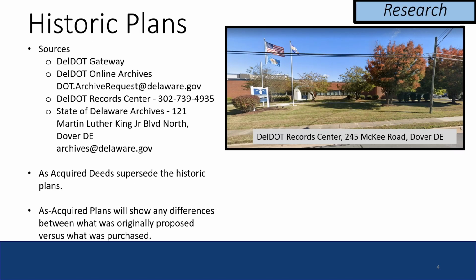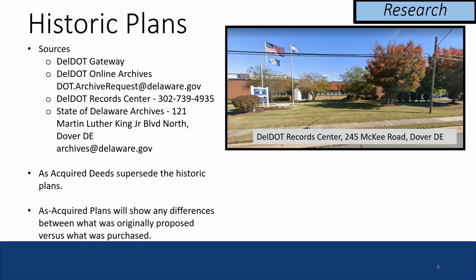The first step in doing research is to find historic plans within the project area. The DelDOT Gateway is the primary source for archived plans. If the practitioner is unable to find the plans they are looking for, the DelDOT online archives can be utilized to find plans that are not currently on Gateway. The email address for the archives is dot.archiverequest@delaware.gov.